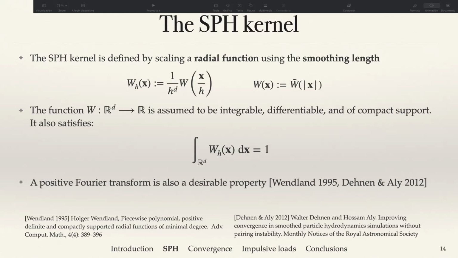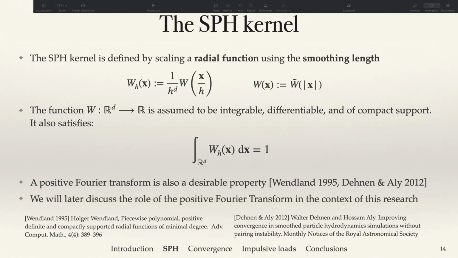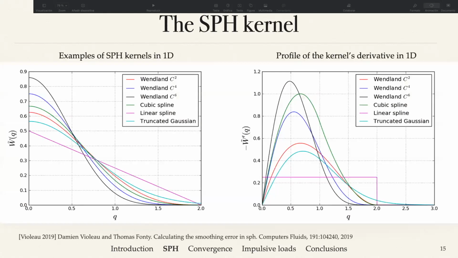Later, Dehnen and Aly in 2012 showed that using functions with positive Fourier transform, by the way, the Wendland kernels do have positive Fourier transform, helps in avoiding the pairing instability phenomenon. So they understand that these functions were preferable among other kernels. Later on, we will be discussing whether this property is so important in the context of the convergence at the integral level. Now, here I have shown a couple of examples of kernels.